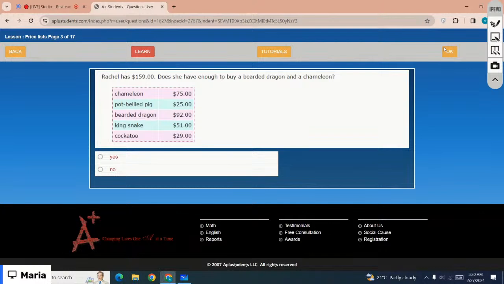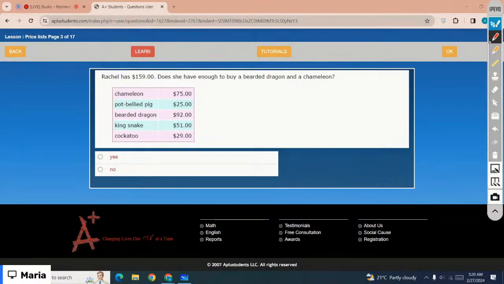Okay, Rachel has $159. Does she have enough money to buy a bearded dragon and a chameleon? So the bearded dragon is $92 and the chameleon is $75. Just add and see. 7 and 16. Does she have enough money? Which is the correct option?